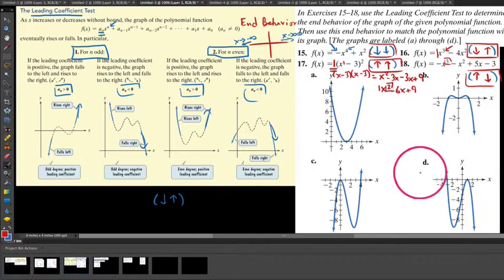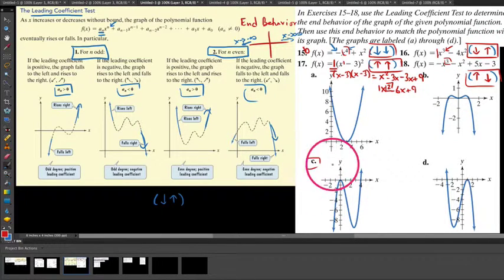I want to match these to our graphs. And so when I look at this down here, I say, well, which of these could possibly match with number 15? There's only one that could, and that would be letter B, because it falls on both sides. Okay, we have this fourth degree thing. Number 16, we had falling on the left, rising on the right. Well, this could only be one option here.